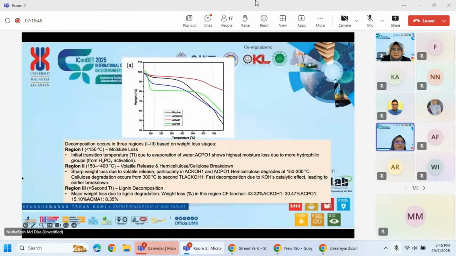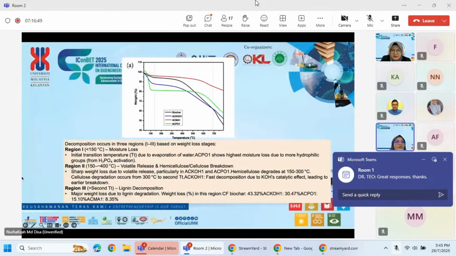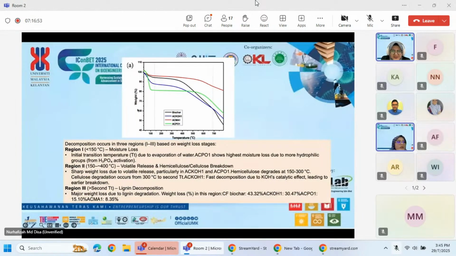Now, moving forward to the next one, the TGA for the samples, which shows 3 stages of decomposition. I have divided it into regions 1, 2, and 3. Region 1 is less than 150 degrees Celsius. This one is about moisture loss, initially a transition temperature due to the evaporation of water. From here, ACPO1 shows the highest moisture loss due to more hydrophilic groups.